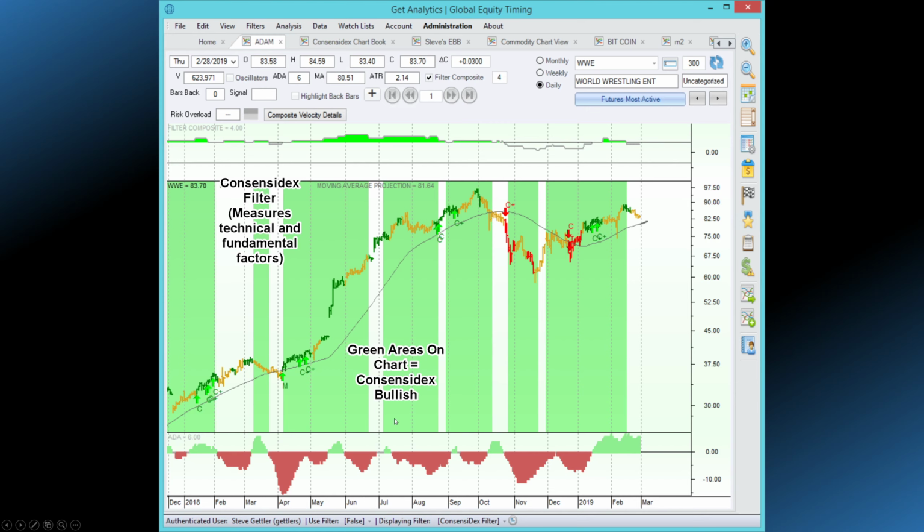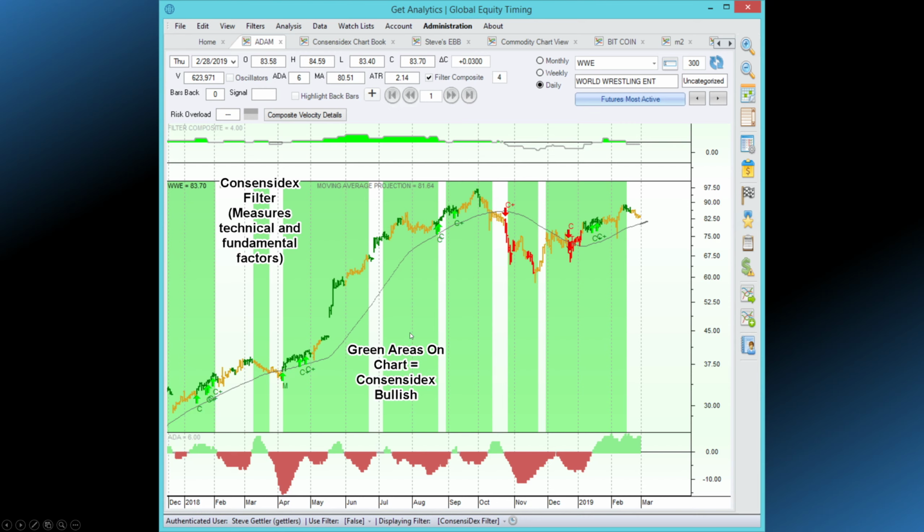What else to tell you about this? Of course, the ADA oscillator is across the bottom, but we're not using the ADA oscillator as our filter this time, as we did in the previous chart. We are indeed using the Consensidex filter. So various filters tell us various things and help us put together a more accurate picture of whether a particular signal is going to be profitable or not. If you recall from the previous chart, the ADA oscillator was positive at the same time that Consensidex was positive. So we're putting a number of things together to make a better trade.